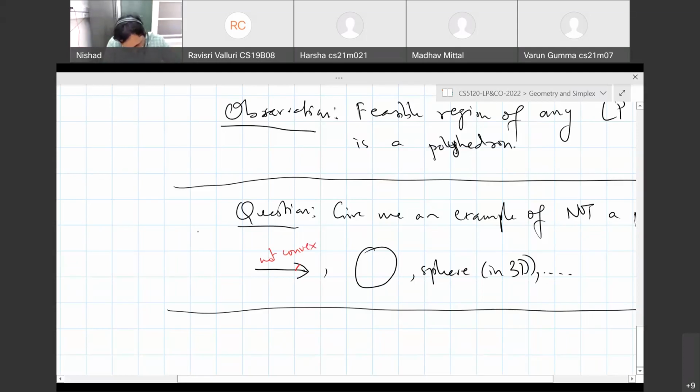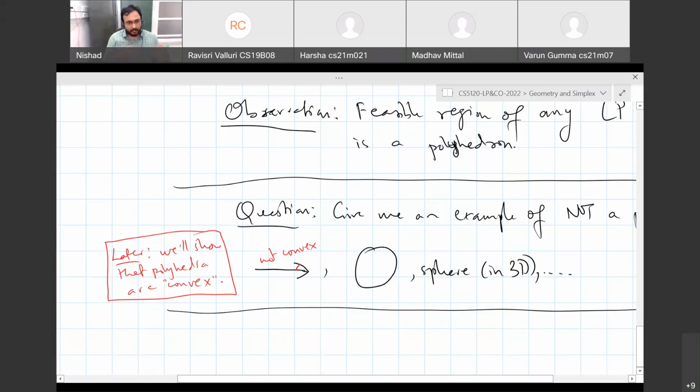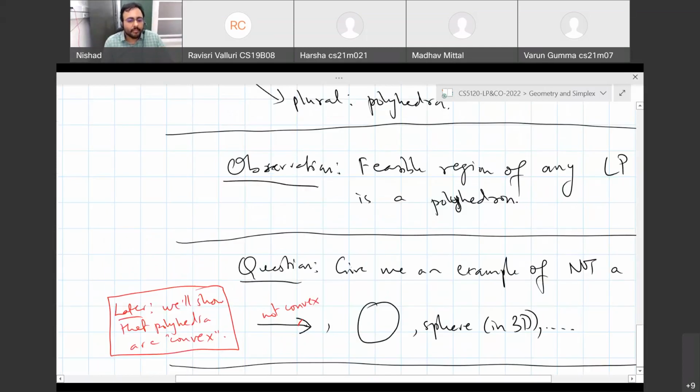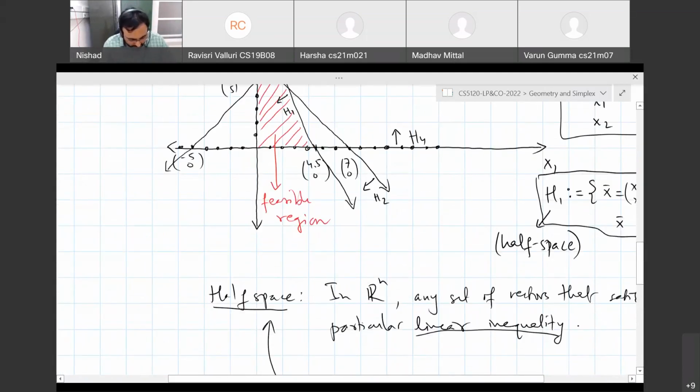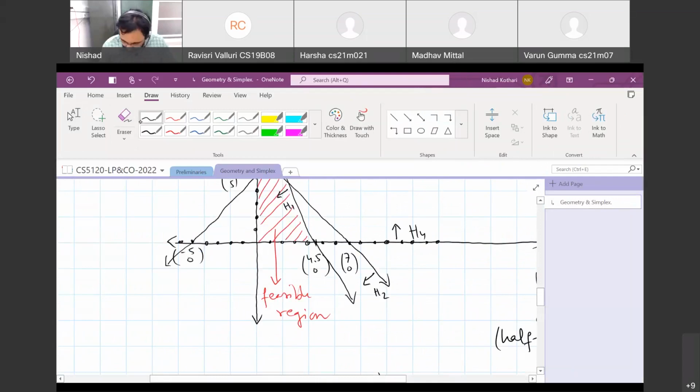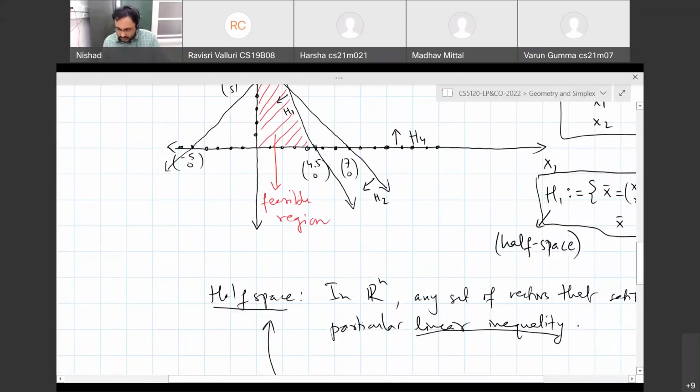Later we will show that polyhedra are convex, and we will also look at convexity formally and define everything. Good. All right. So that's good.